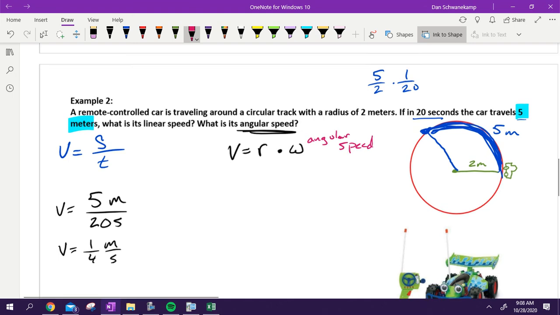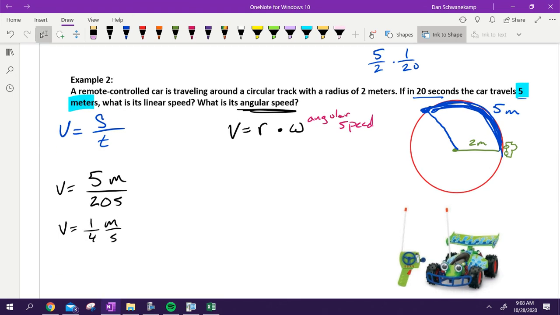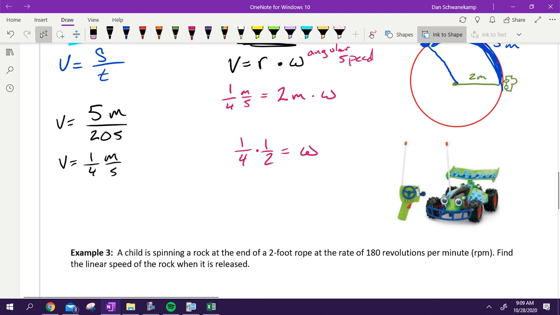What do I know in that formula? Velocity. My velocity is 1/4 meter per second. What else do I know? Radius is 2. Oh, I want to find omega. Guess what I need to do? Divide 1/4 by 2. So it's 1/4 times 1/2. That's what my omega is going to be. It is 1/8 is my omega.